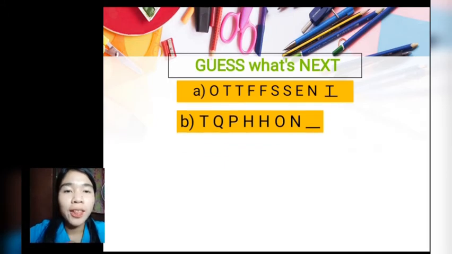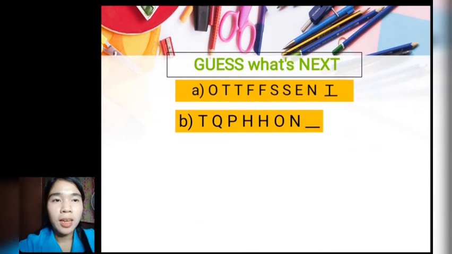So we have here letters T, Q, P, H, H, O, and N. Now, kindly find the pattern and guess what's next. Okay, so the T here means triangle, the Q means quadrilateral, the P means pentagon, the first H means hexagon, the next is heptagon, the next octagon, and nonagon. So what's next to the nonagon? Okay, that's right. So the next is decagon. So the next letter will be letter D.